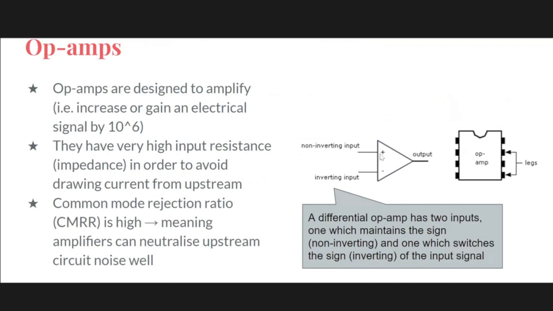So this is a differential amp. As you can see, it has 2 inputs. One is a non-inverting input, so the sign will remain the same. The other one is an inverting input, which inverts the input signal sign. And again, that is a way of neutralizing any upstream noise, because if it's common to both, it will be neutralized.